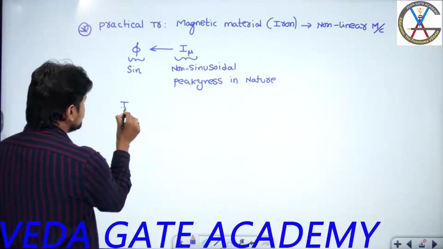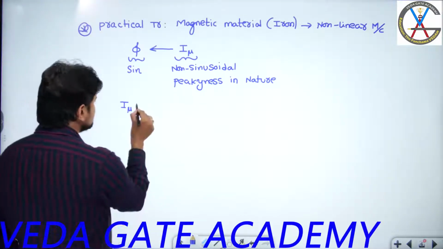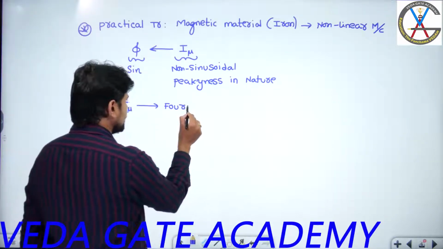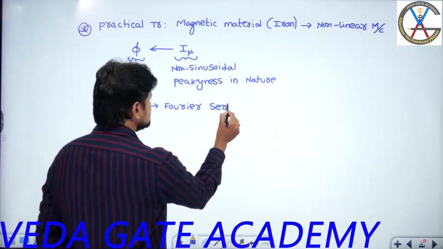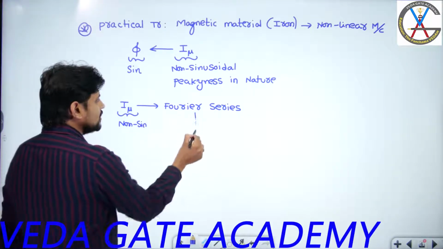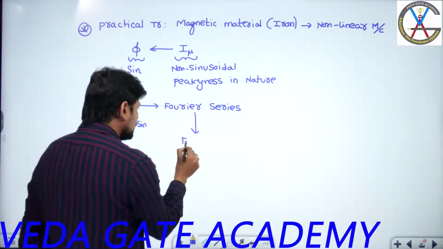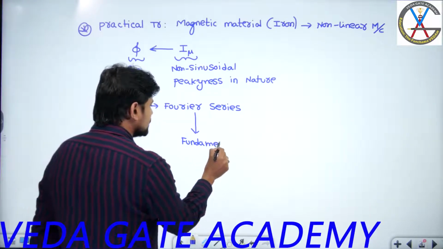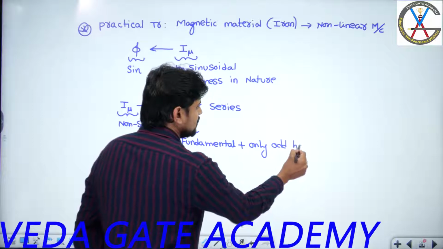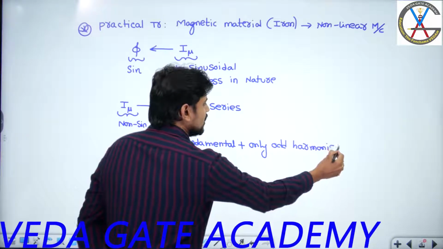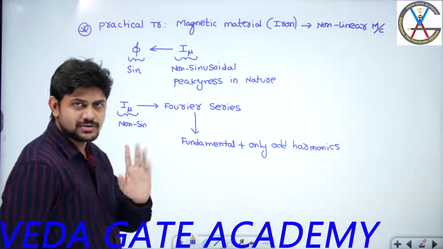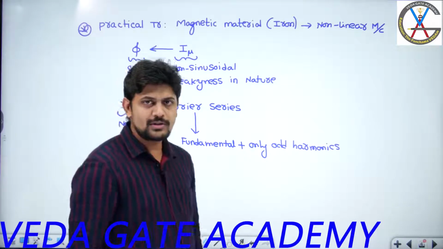As I mu is non-sinusoidal, if I resolve it by applying Fourier series analysis, then it contains harmonics. Apart from the fundamental component of current, it contains only odd harmonics. Why am I using the term only odd harmonics? Whenever I apply Fourier series analysis to any non-sinusoidal waveform, there are two important things you have to understand.